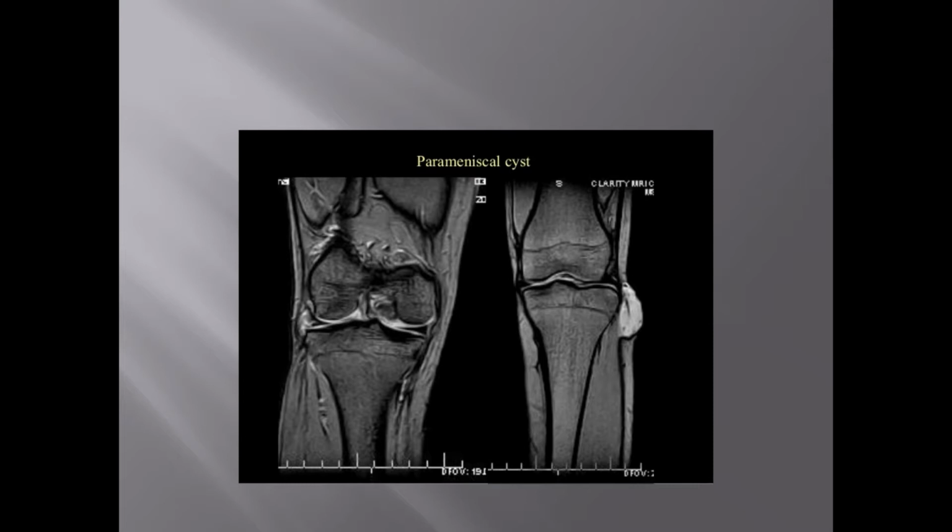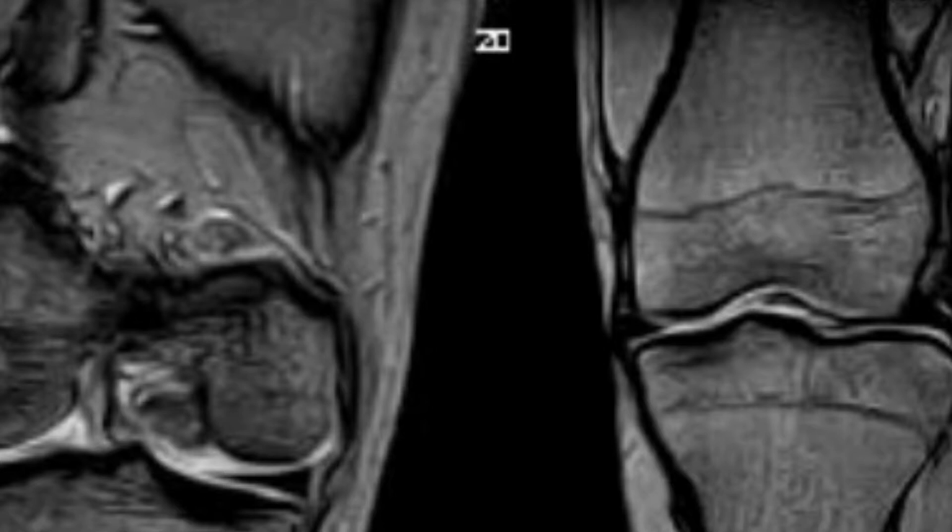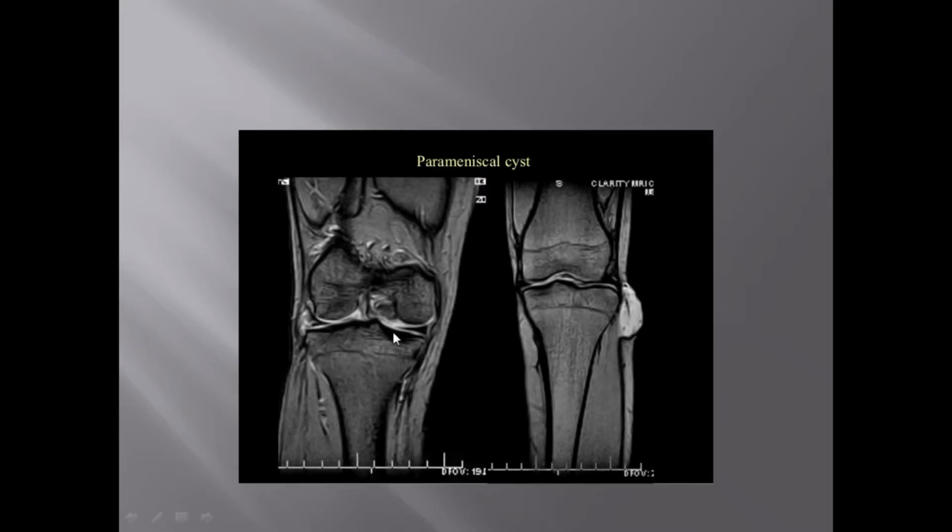Sometimes it will happen that the meniscal tear will be horizontal in shape and the joint fluid will leak through the tear and accumulate in the subcutaneous tissue and form a cyst. This is called a parameniscal cyst.